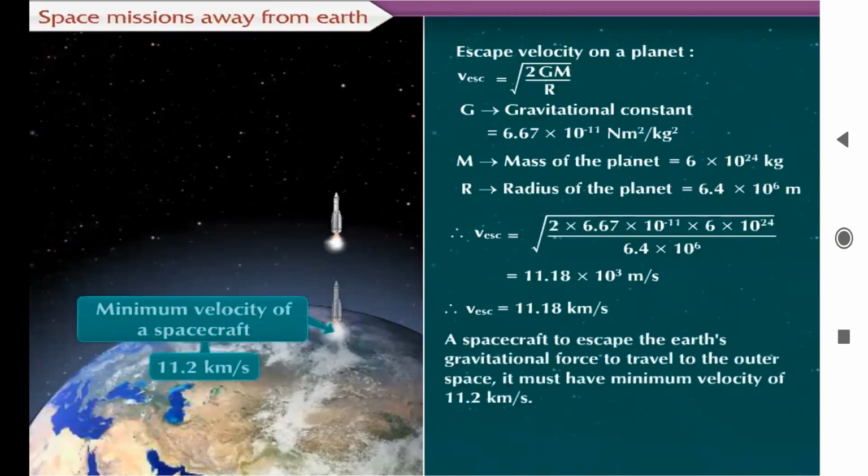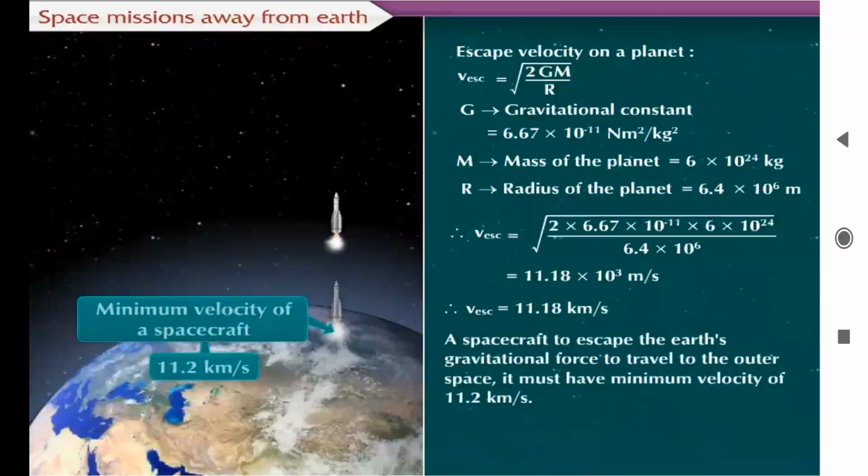See, escape velocity on a planet, that is V_esc, equals under root of 2GM upon R. Now what is capital G, students? That is the gravitational constant, and its value is 6.67 into 10 raised to minus 11 Newton meter square per kg square. Capital M is the mass of the planet, equals 6 into 10 raised to 24 kg. R is the radius of the planet, that is 6.4 into 10 raised to 6 meter. By keeping all these values into the formula, students, what do we get? We get the escape velocity as 11.18 kilometer per second, that is 11.2 kilometer per second.